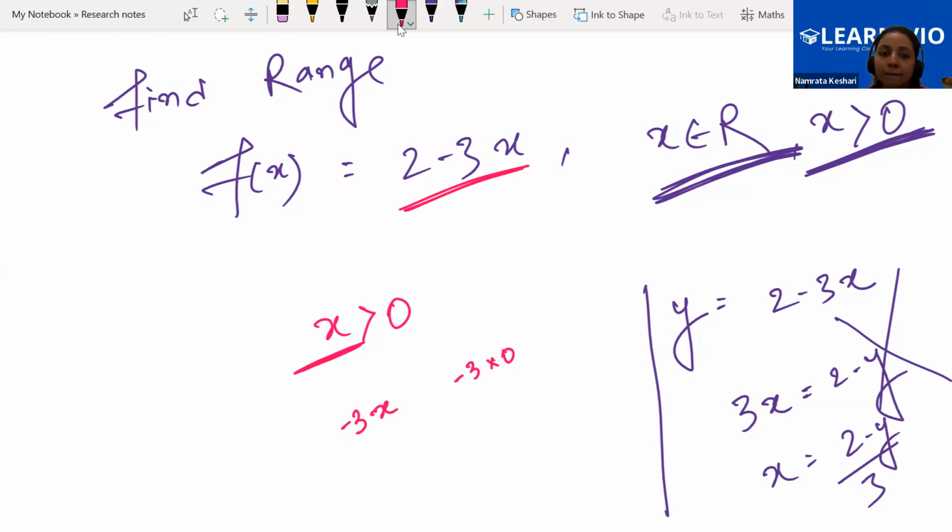Now you know, whenever we have an inequality and we multiply by a negative number, this sign will change or not? Change. It will reverse. Am I making sense? Yes.